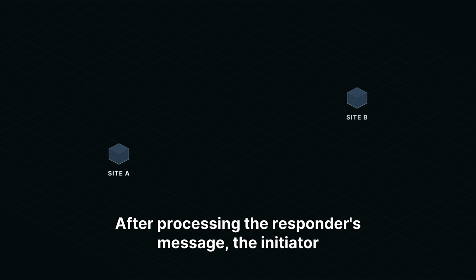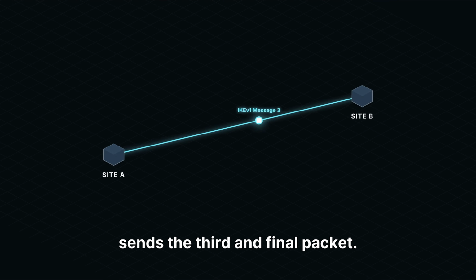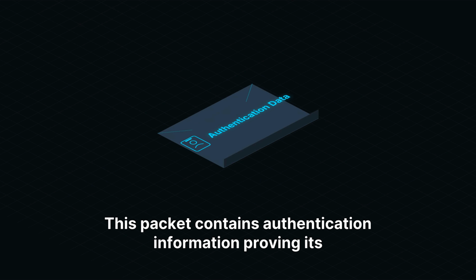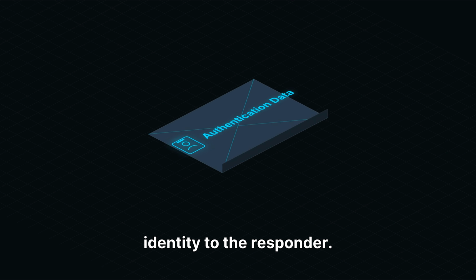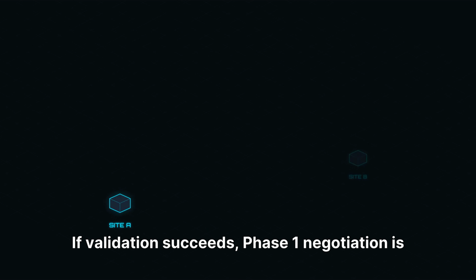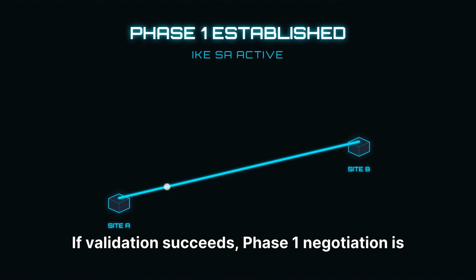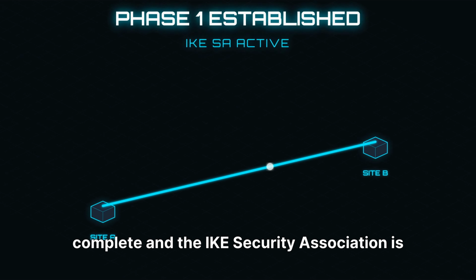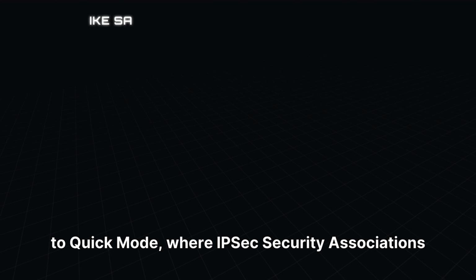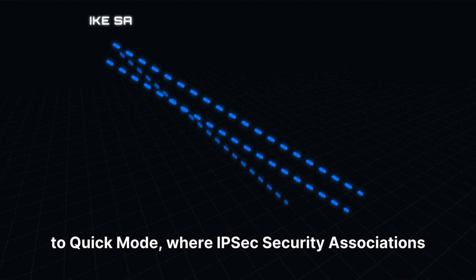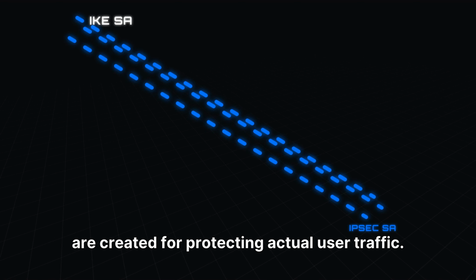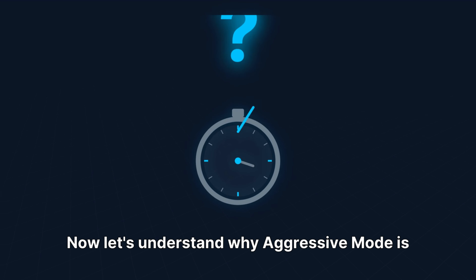After processing the responder's message, the initiator sends the third and final packet. This packet contains authentication information proving its identity to the responder. The responder validates the authentication data. If validation succeeds, Phase 1 negotiation is complete and the IKE Security Association is established. From this point, both peers can proceed to Quick Mode, where IPSec Security Associations are created for protecting actual user traffic.